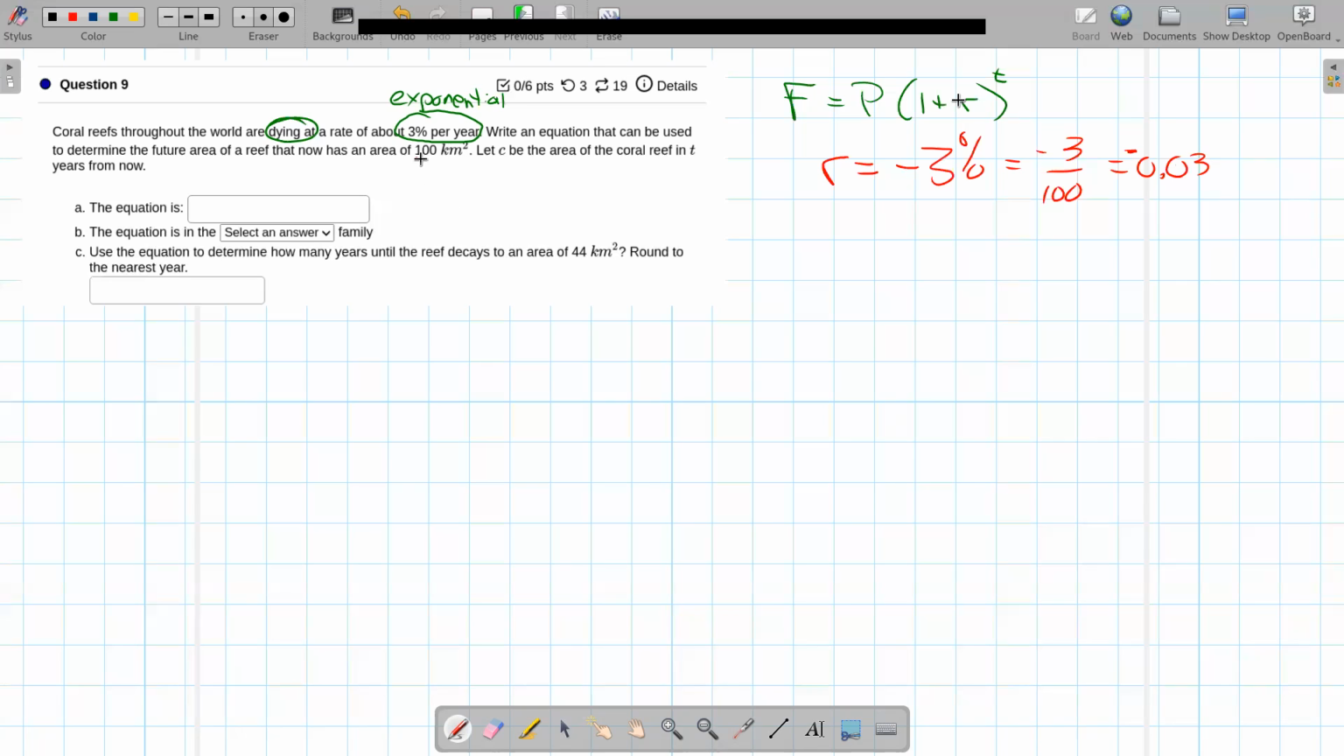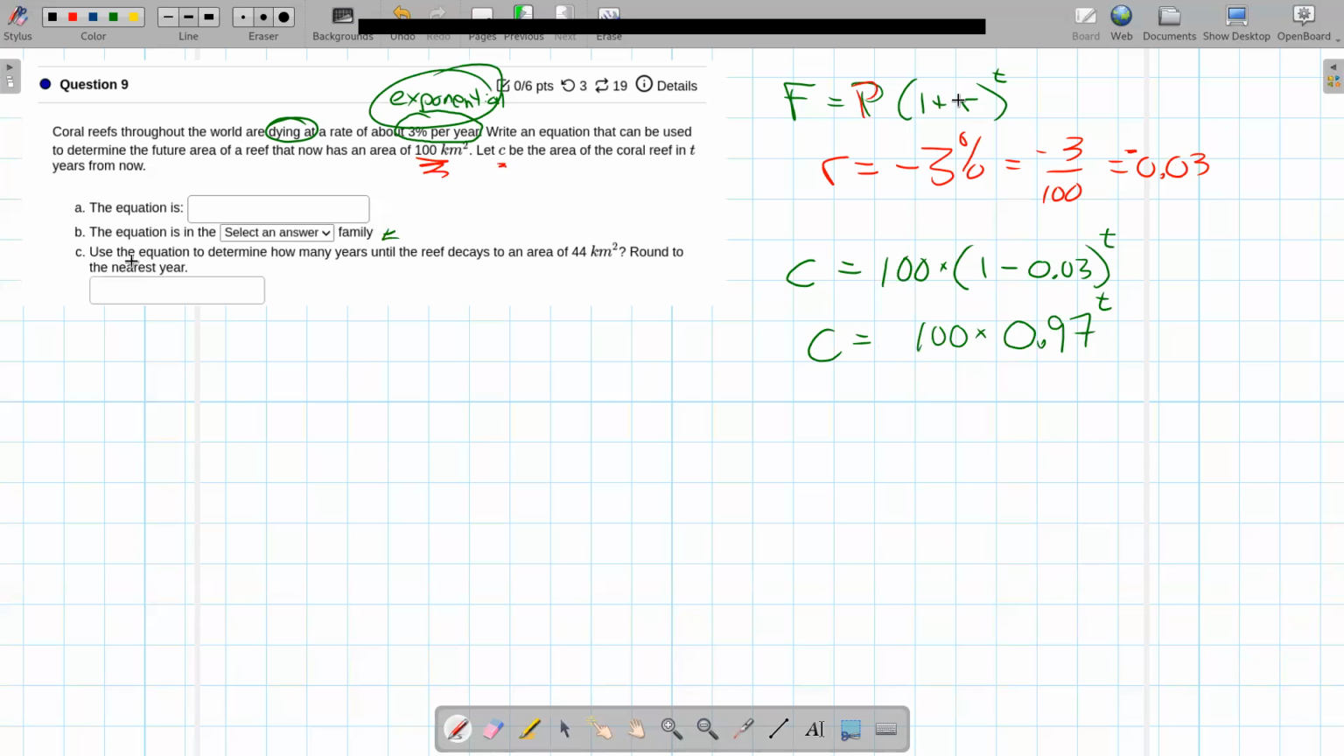I'm starting out with an area of 100, so that's my starting value here, P. So my future value, they want me to use a C instead of an F. So C equals 100 times (1 plus a negative, which would be a minus 0.03) to the power T. So this is 100% minus 3%. 100% minus 3% is 97%, so that should be 0.97 as a decimal. I'll double check that on a calculator. So this should be my formula right here, and I know this is exponential for the family here.